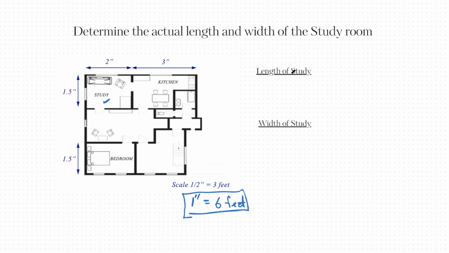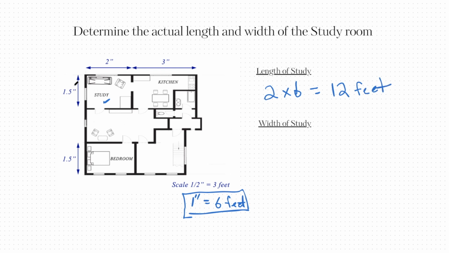So let's take a look at the length of the study. We know that the length of the study is 2 inches. And we know that for every 1 inch, it equals 6 feet. So if I multiply 2 times 6, we're going to get 12 feet. So 12 feet is the length of the study.